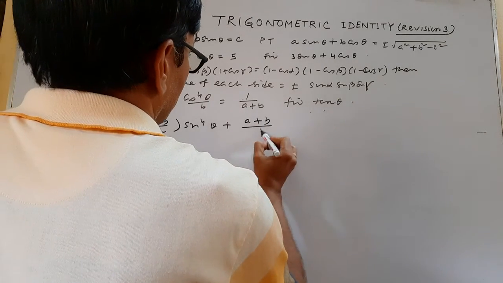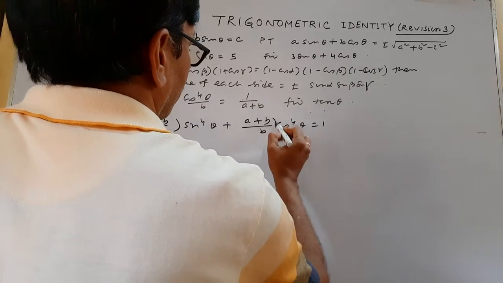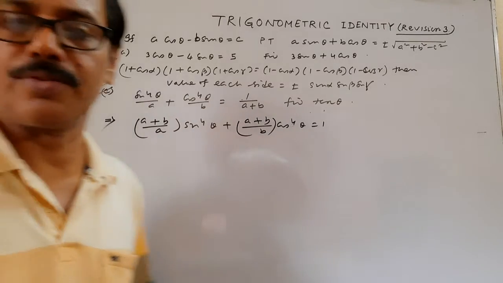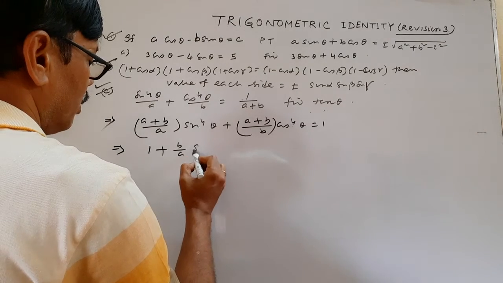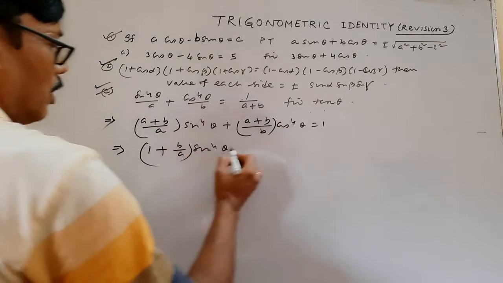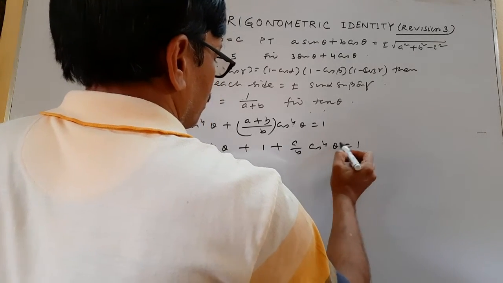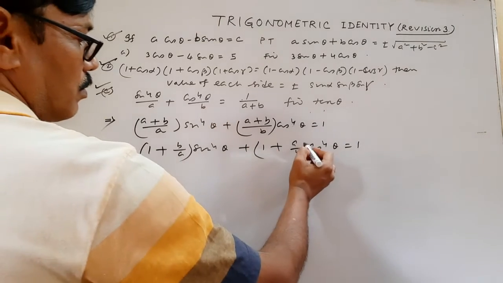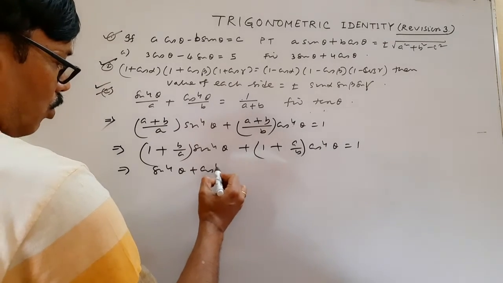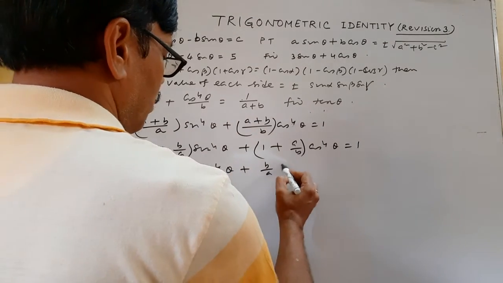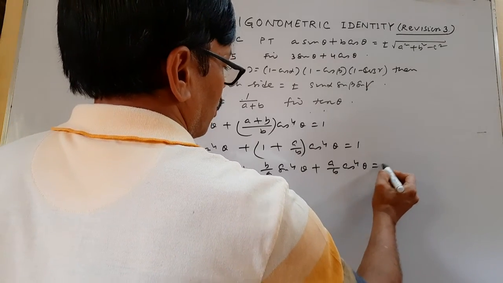A plus b by b, into cos to the power 4 theta equals 1. Multiplying with a plus b, now this one is 1 plus b by a, sine to the power 4 theta, and this is 1 plus a by b, cos to the power 4 theta equals 1. So now we can write sine to the power 4 theta, cos to the power 4 theta, this is b by a sine to the power 4 theta, a by b cos to the power 4 theta equals 1.